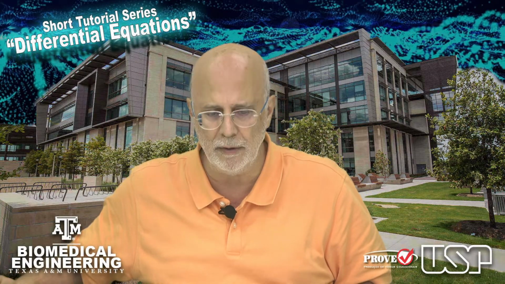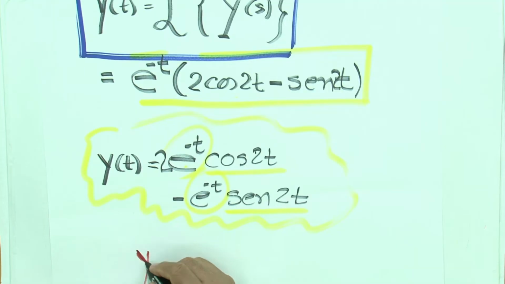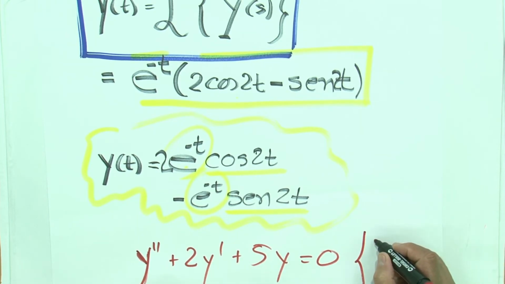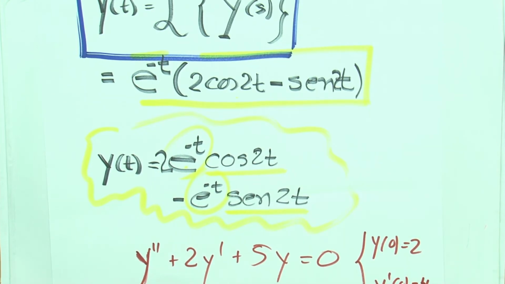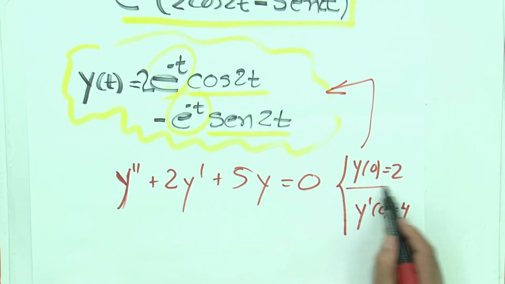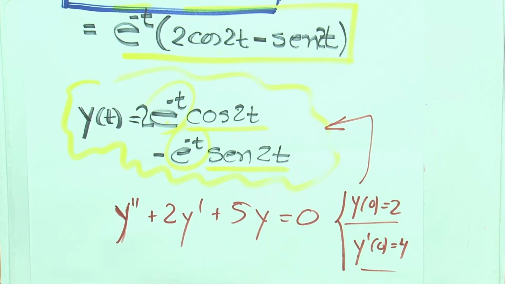write the solution. So you see, that equation, y double prime plus 2y prime plus 5y equal to 0, with the initial conditions of y of 0 equals 2 and y prime of 0 equals 4, has the solution. All the ingredients, all the initial conditions are here. When you're doing the Laplace transform, all the initial conditions are taken into account together when you're writing the solution. That's fantastic, isn't it? That's very good.